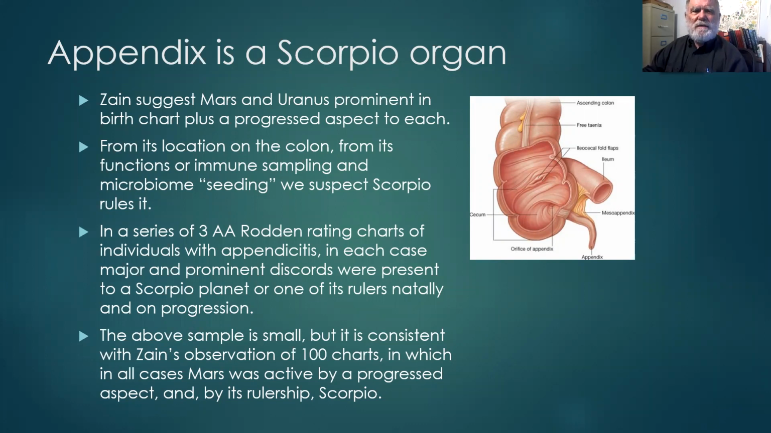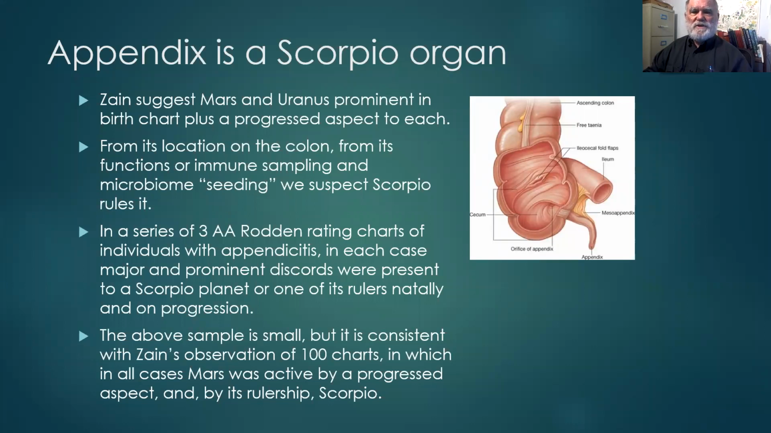Okay. I'll finish Scorpio here, and then we'll move on for next week. I looked at a series of 3 AA Rodden rating charts with individuals with appendicitis. In each case, the major and prominent discords were present to a Scorpio planet or one of its rulers, natally and on progression. So this would be appendicitis. That's a small sample, but it's consistent with Zane's observation of Mars involved in that.